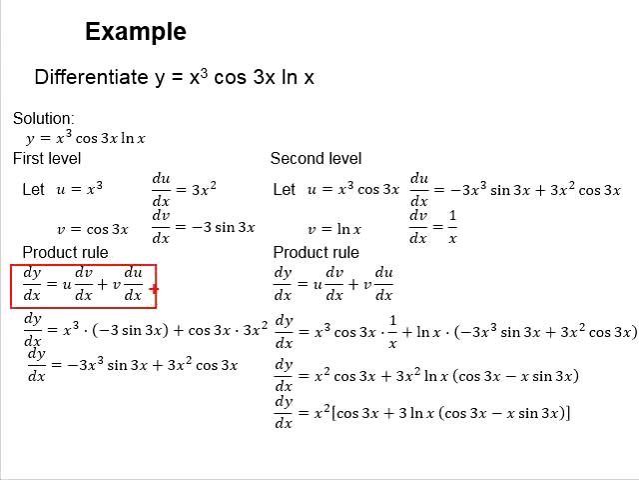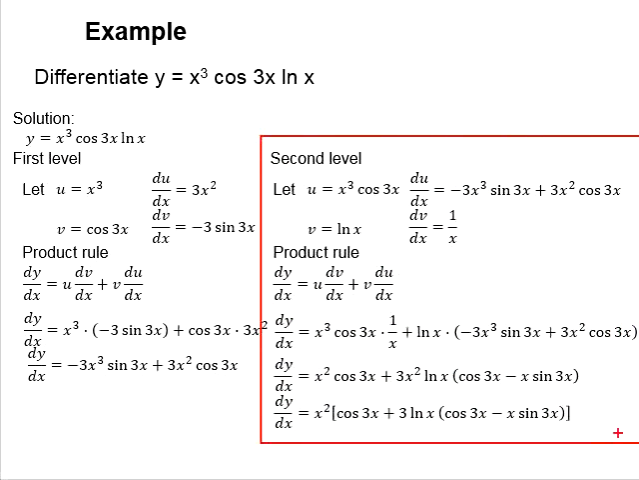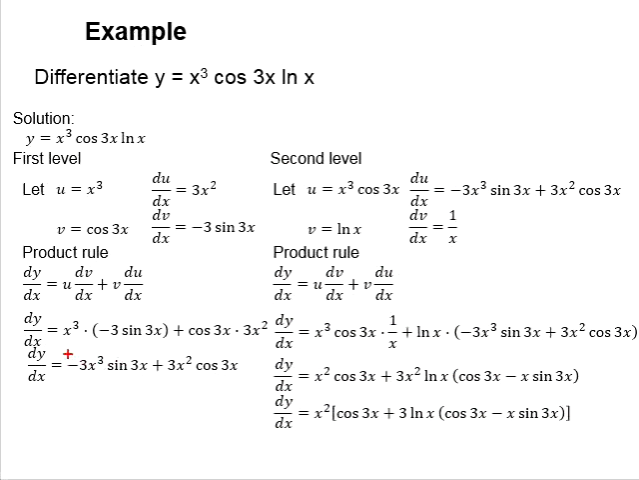Use the product rule, u dv/dx plus v du/dx. Reorganize the equation, and you get this. That means if you differentiate the two terms here, you will get this. Now you need to apply the product rule for the second level. Since we already have the differentiation for the first two terms, you may set u equals the first two terms, while v equals the third term.